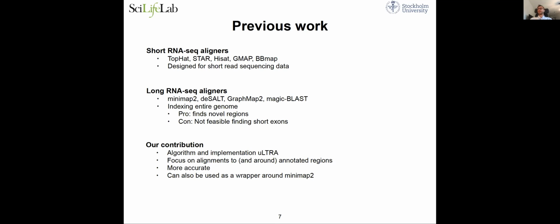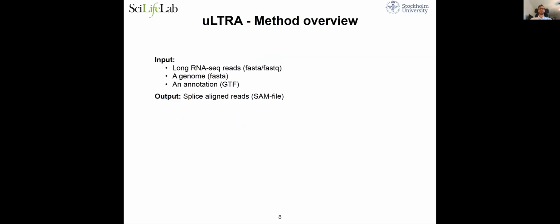But we realized there's a big downside to not being able to annotate novel genes. So we can wrap our aligner around, for instance, Minimap2 to get the best of both: discovering novel genes using Minimap2, while also having improved sensitivity in annotated regions. So let's go through the method overview here.